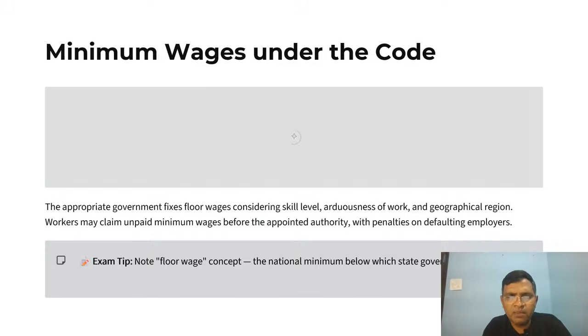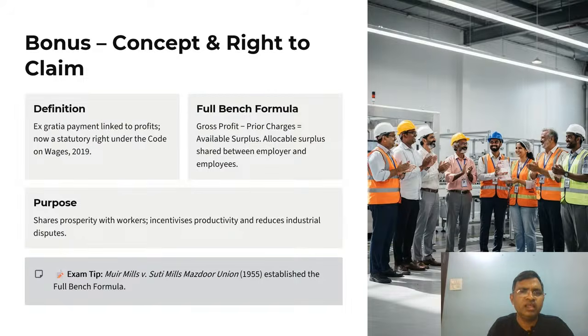Workers may claim unpaid wages before the appointed authority, with a penalty on defaulting employers. So for floor wages, there is a concept of a national minimum below which the state government cannot go. The floor wage should be there. Then bonus: the concept and the right to claim.